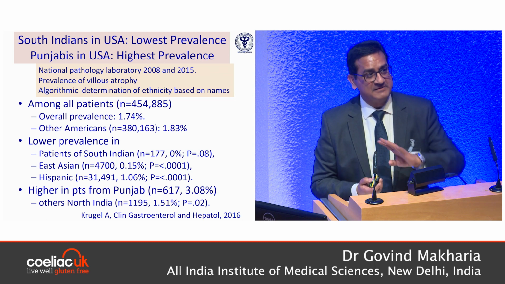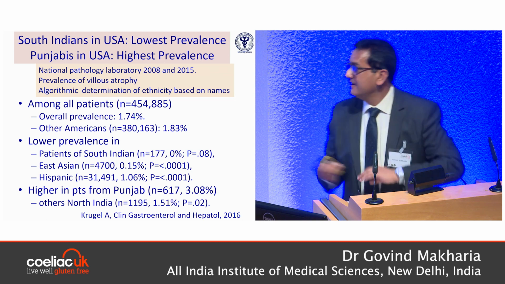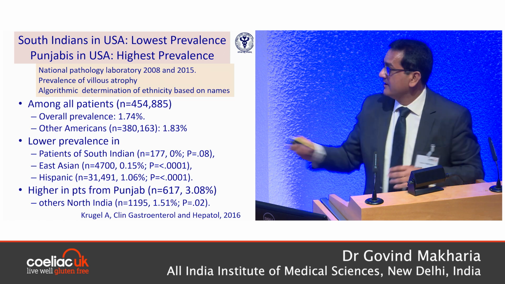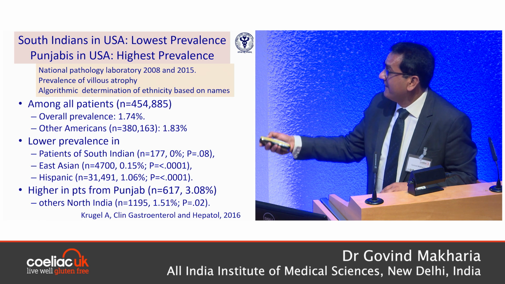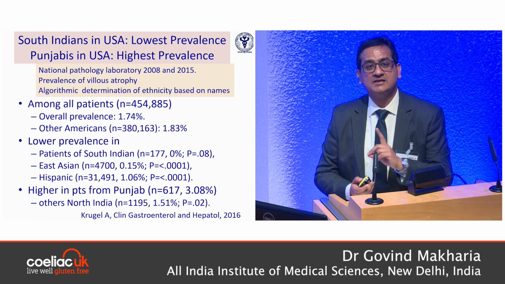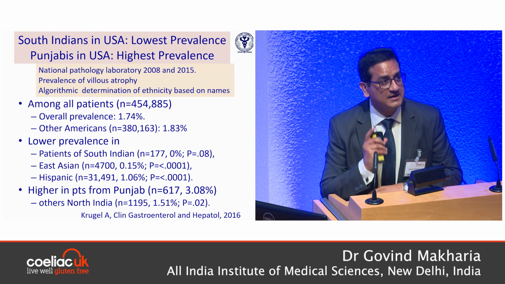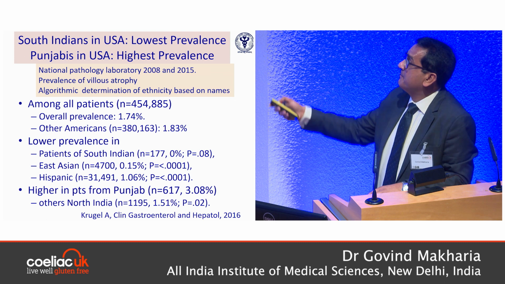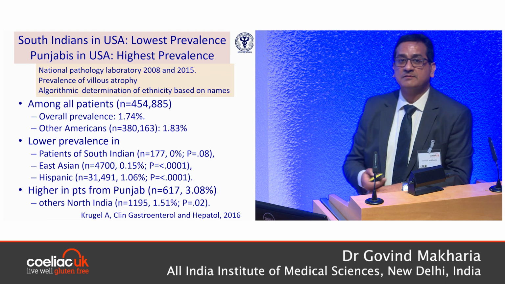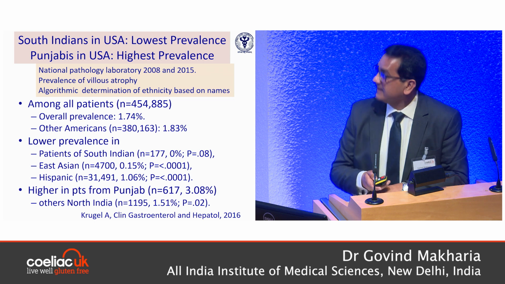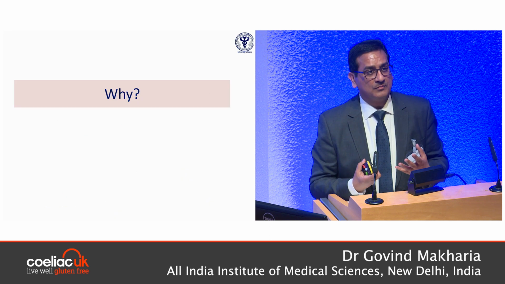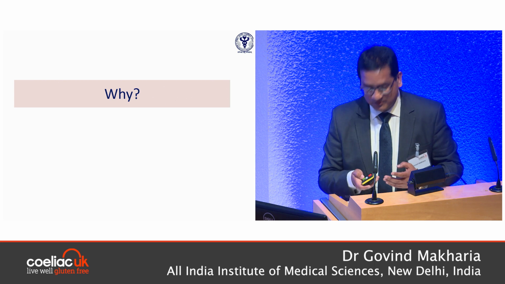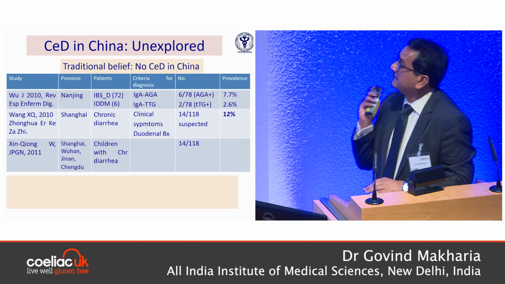More importantly, we say celiac disease is very common in the northern part of India, and Punjab is a very interesting state there. Punjabis staying in the US had the highest prevalence of celiac disease, almost 3%, compared to an overall 1.7% in Americans. So why is it so? Is it a genetic factor or is it wheat consumption? I don't think we have a final answer on that.